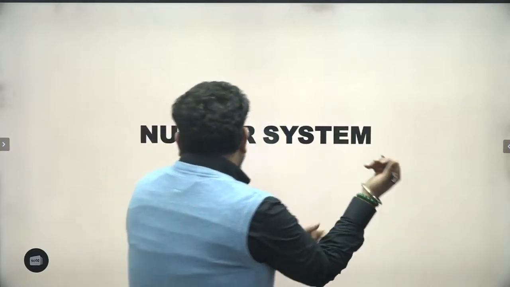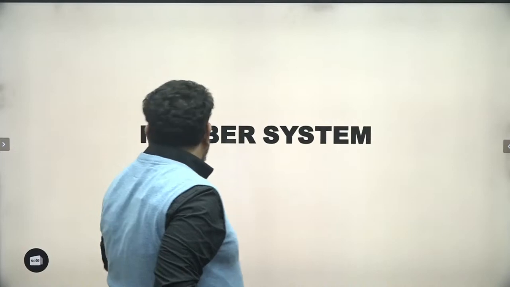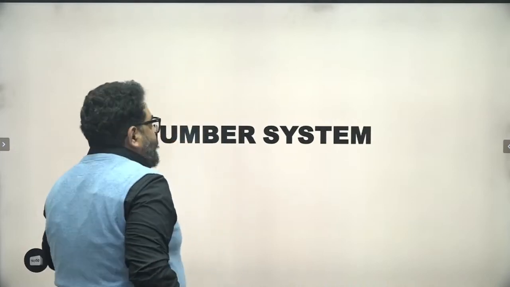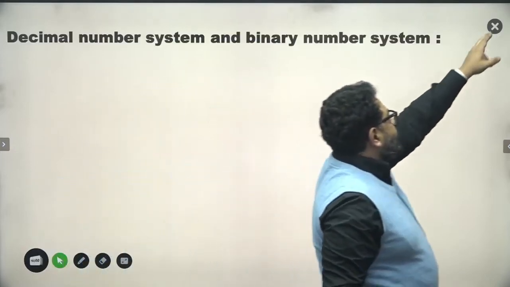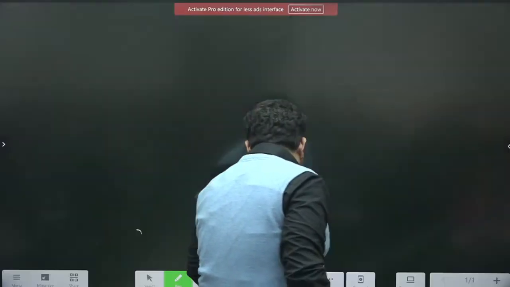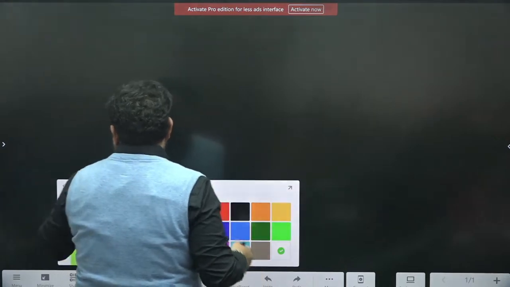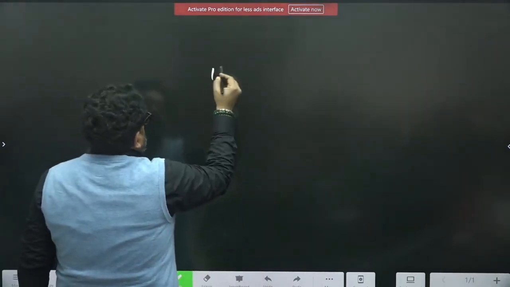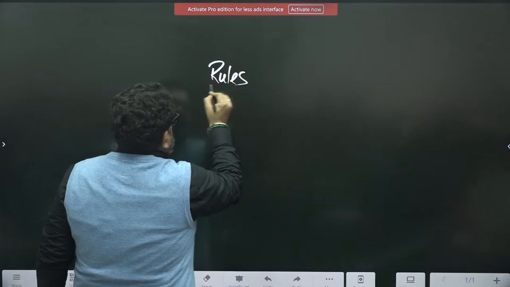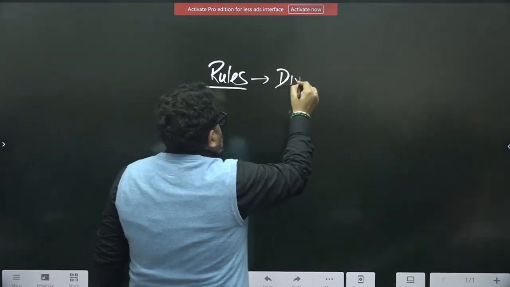So we were discussing remainders, right? We had discussed rules, divisibility rules.